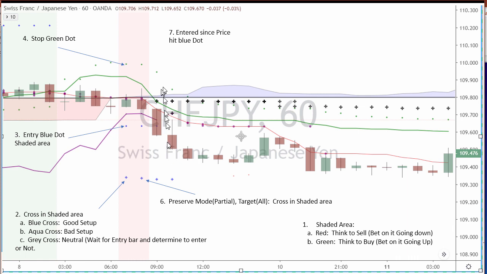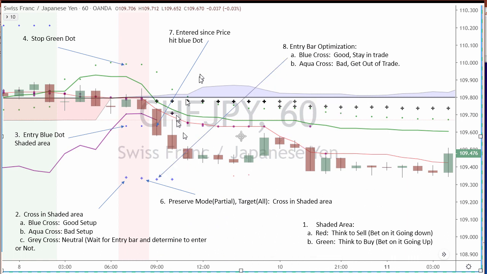Now let's go for entry. If price hits the blue dots, as it is in this example here, the shaded area will be gone because it's no longer a setup there. We've entered the trade. So we enter the trade here. My stop would be those green dots right there. Then what happens is we have an optimization now.